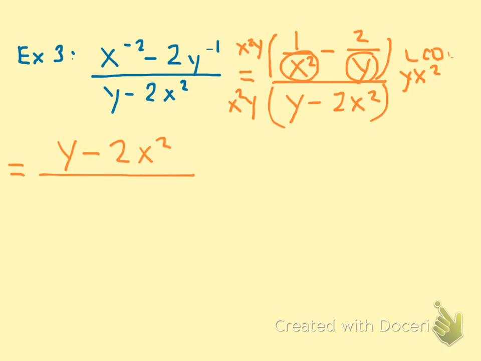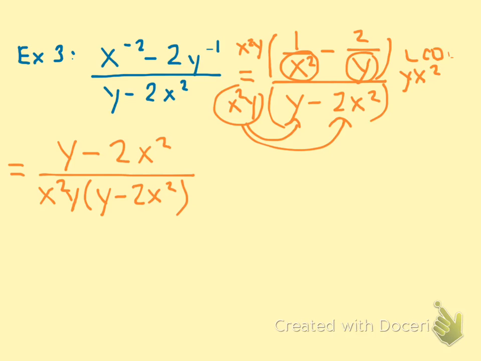Now, I could be tempted to distribute this. But this is where you have to look ahead a little bit. I'm not going to distribute it. And I think you'll see why in a second. I have x squared y minus 2x squared. You see why I didn't distribute it? Sometimes you have to look ahead in these videos.